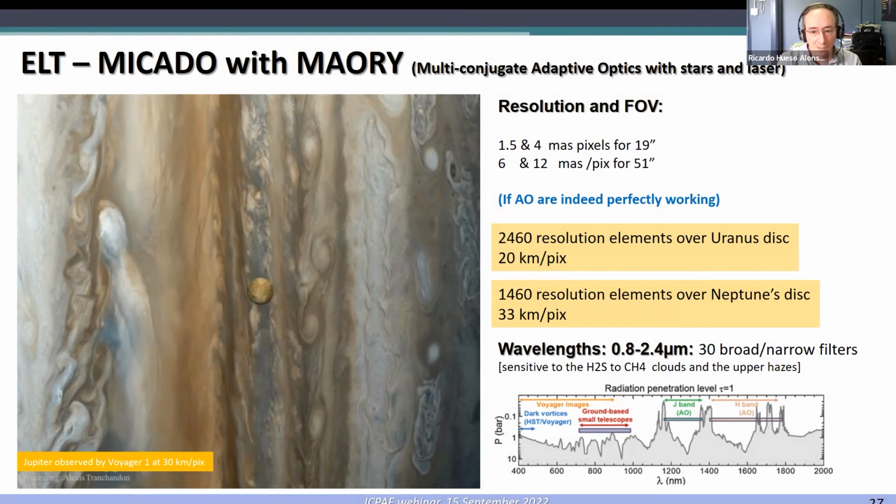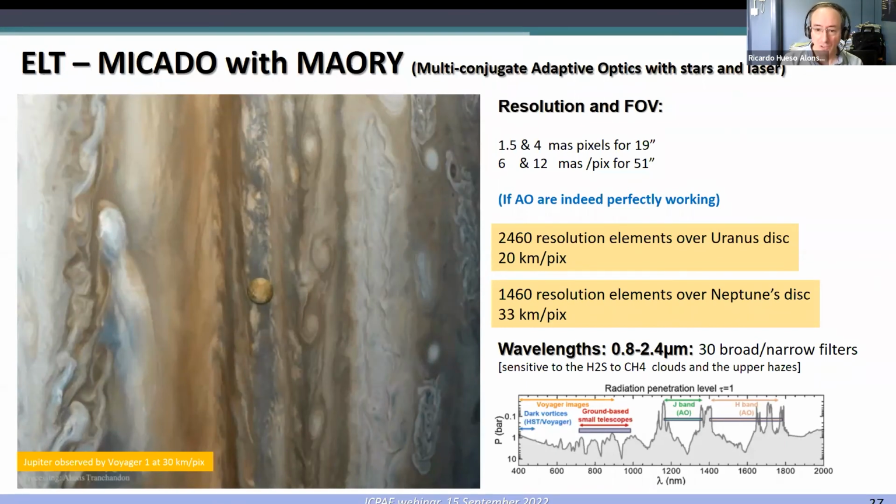But in a few years, with these new 30-meter telescopes with multi-conjugate adaptive optics, we will have new capabilities to observe these planets. So the ELT, with an instrument called MICADO and with an adaptive optics system called MAORY, will be able to obtain images of Uranus and Neptune at a spatial resolution of 20 kilometers per pixel or 33 kilometers per pixel. At these spatial resolutions, Uranus would be an image 2,500 pixels wide, better than the observation of the James Webb that I showed before for Jupiter, and 1,500 pixels for Neptune, which is much, much better than any Voyager observation of Neptune.